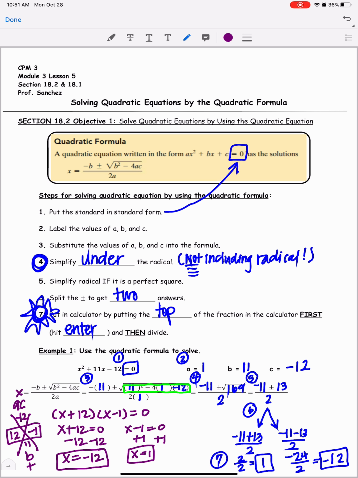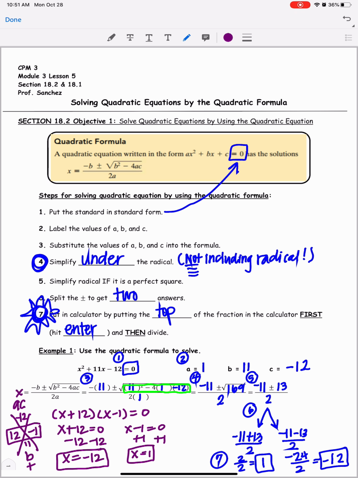Okay, so when you get whole numbers like that, that does mean that those problems are factorable. So we could have solved the same problem, a different method, by factoring and then using our zero product property. Okay, so let's turn the page.